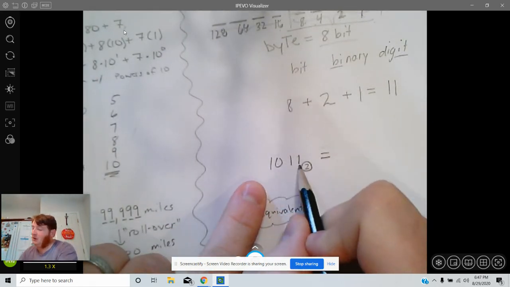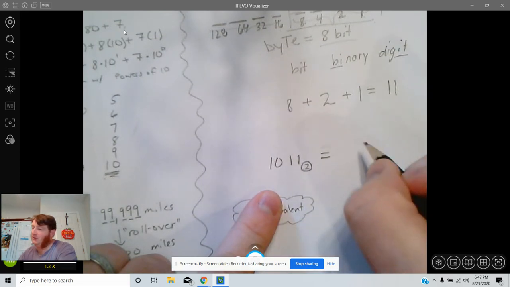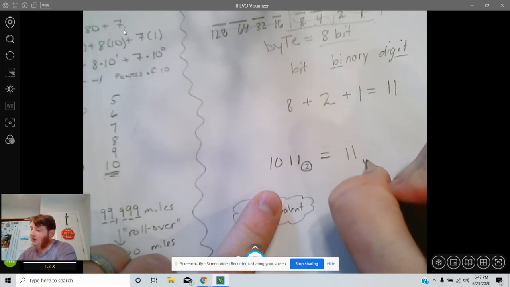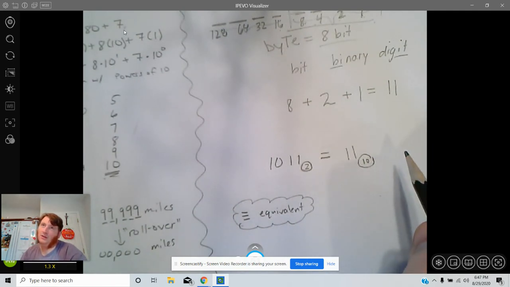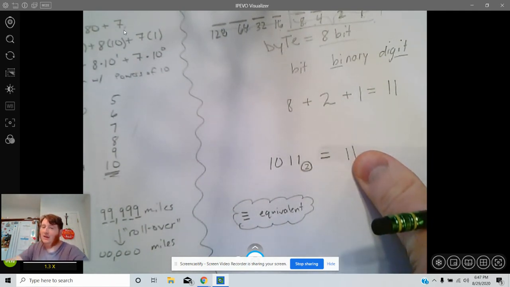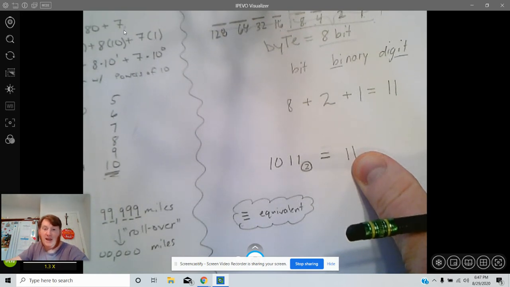But 1011 in base 2 is equivalent to 11 in base 10. Or if you want to be a little less careful, you could leave it to the reader to know that if you don't include a base, you're talking about decimal or base 10 because that's the normal base.